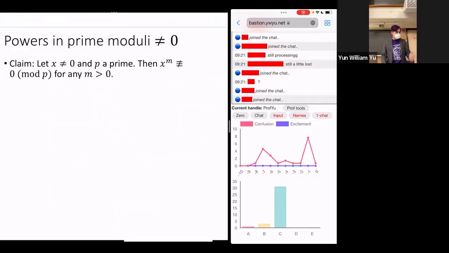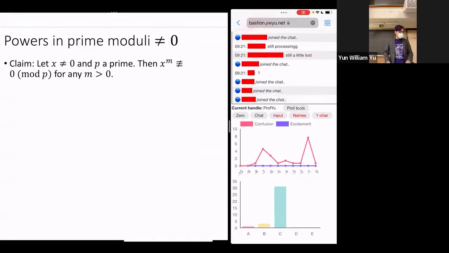So, powers in prime moduli not equal to zero. I'm going to make a claim. Let x be not equal to zero, and let p be a prime number. Then my claim is x to the m is not equivalent to zero mod p for any m greater than zero. Okay, so that's our claim, and now we're going to prove it.